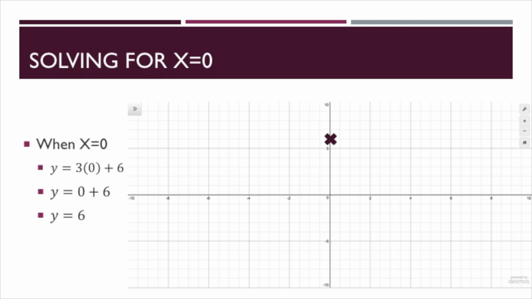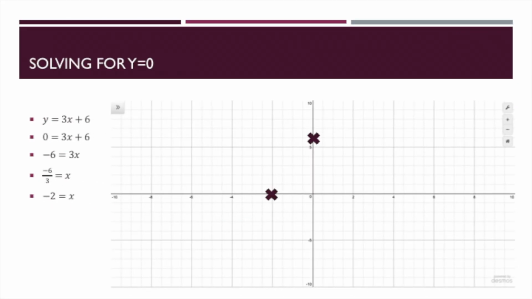Now x is 0 on that vertical line, where it says 0. So y equals 3 times 0 plus 6, where x is 0. y equals 0 plus 6, so y equals 6. So we know that the first spot on our graph is on that vertical axis, that vertical line where x is 0. We count 6 ticks up, and we have y equals 6.